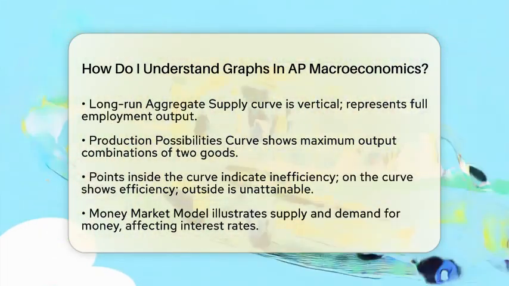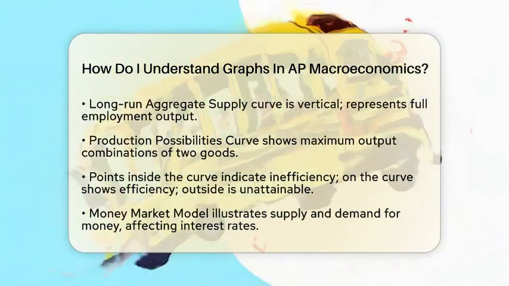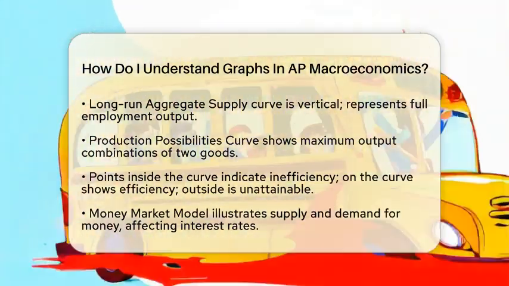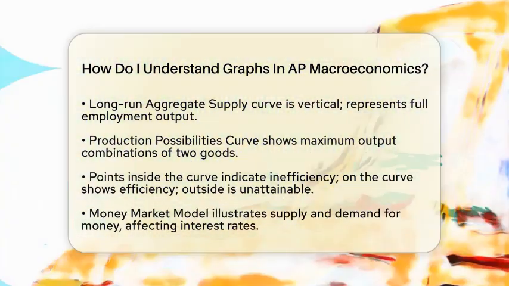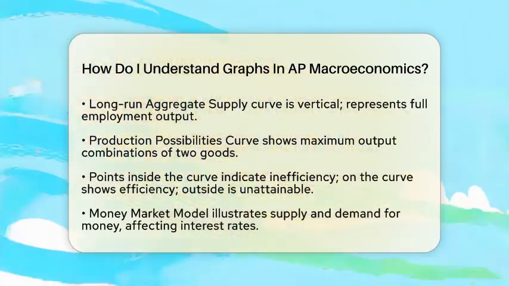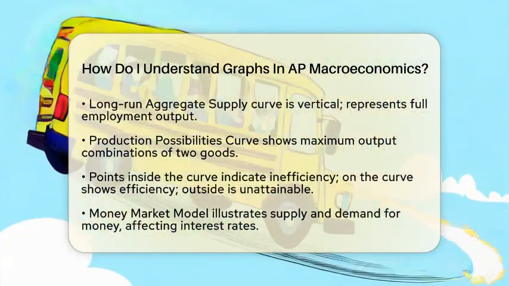Another important graph is the production possibilities curve. This graph shows the maximum output combinations of goods that an economy can produce with its available resources. Points inside the curve indicate inefficiency, while points on the curve show efficiency. Points outside the curve are unattainable with current resources.